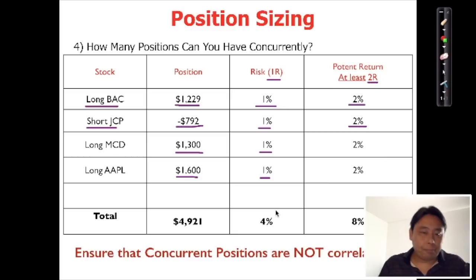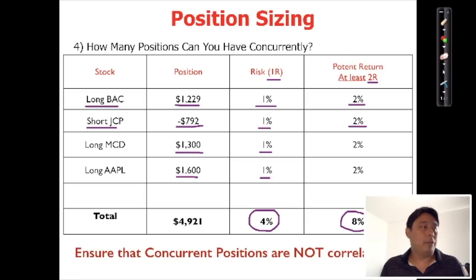Okay. Now, let's take a look at this example. So the total risk in this case is 4%. In other words, if all 4 trades fail, you are down 4% on your capital. What if all 4 trades are winning trades? If all 4 trades are winning trades, then you would make 8% gain in your capital, right?